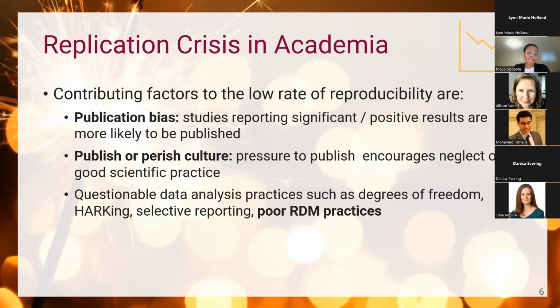Other questionable data analysis practices such as HARKing, which is hypothesizing after the results are known, selective reporting, and poor RDM practices could also contribute to this replication crisis.